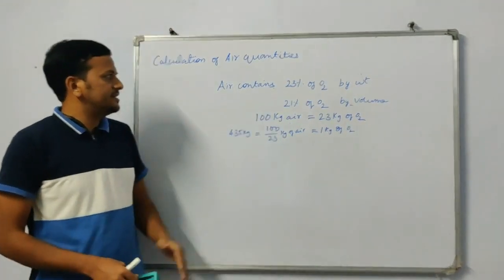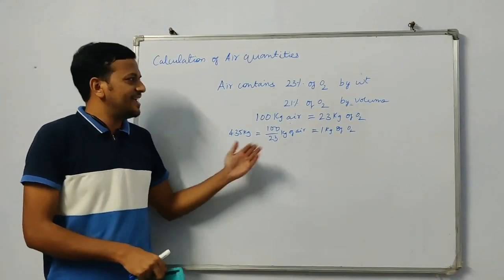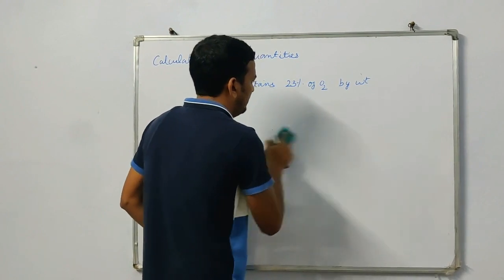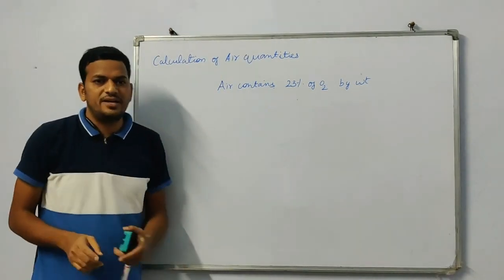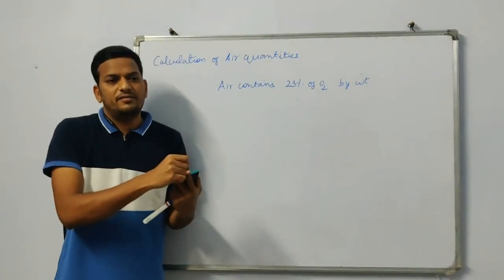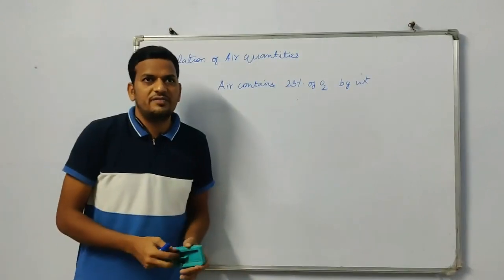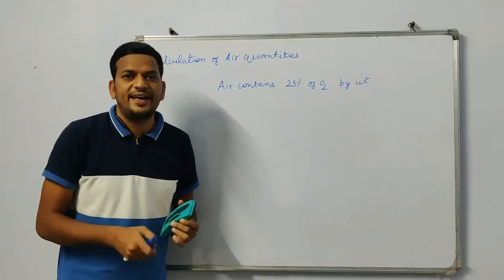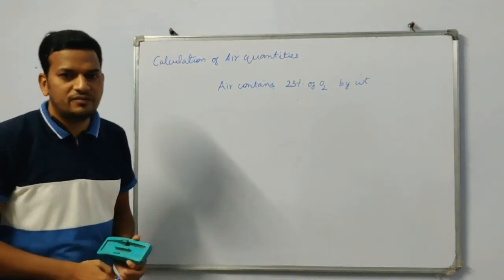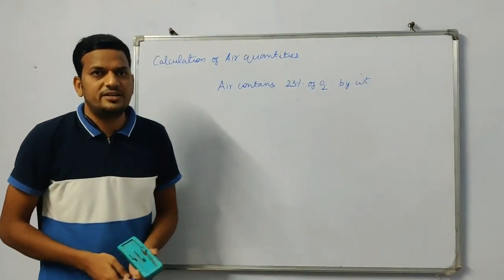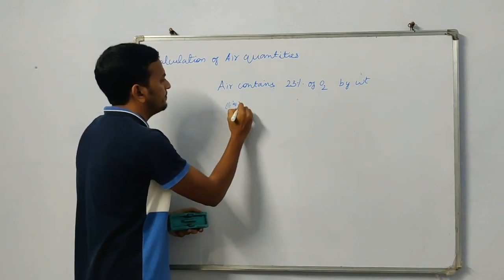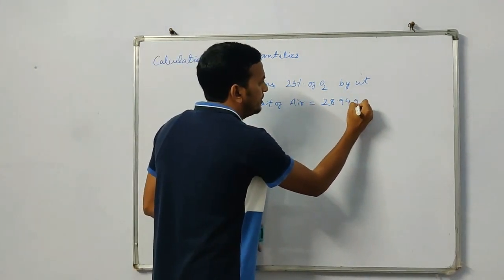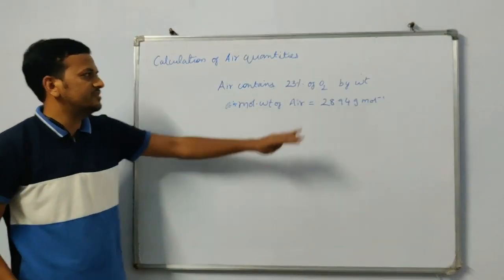Now for interconversions, say I have air in weights and I need to calculate air in volumes. For this, we have to use the mole formula. In general, for any molecule, when we take weight equal to its molecular weight, that is equal to 1 mole. And 1 mole of any gas occupies 22.4 liters of volume at STP. When we know the molecular weight of air, we can interconvert grams into liters. The molecular weight of air is considered as 28.94 gram per mole.